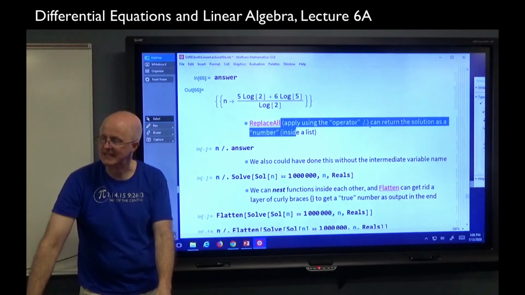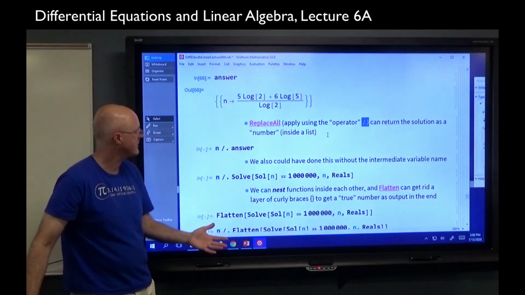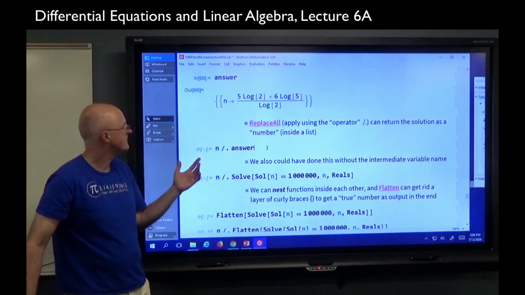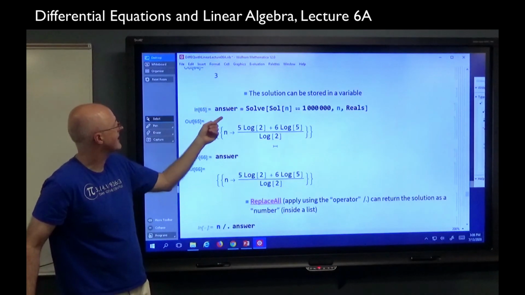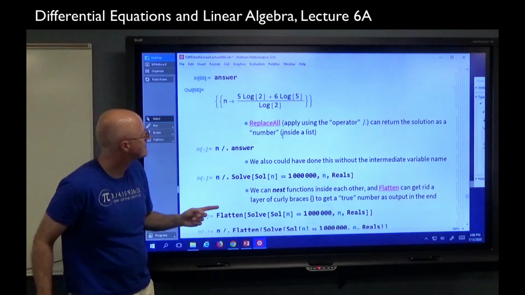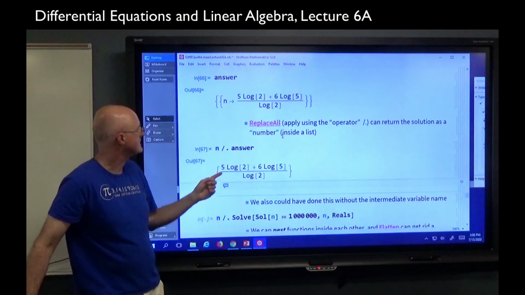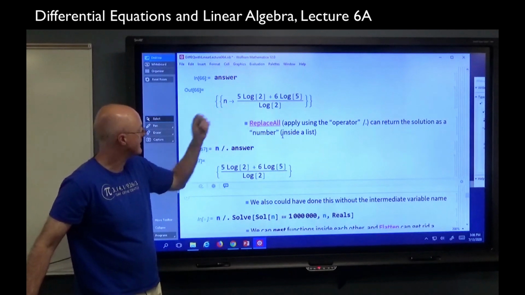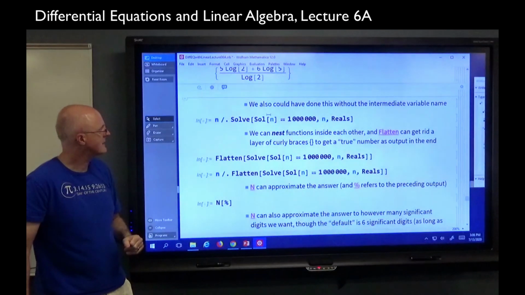ReplaceAll, which I'm accessing with what's called the /. operator, will also take the valued answer and store it, or return the answer as a number inside a list instead of the double list here in the arrows. That's what that does. I could have done that all at once, in fact.